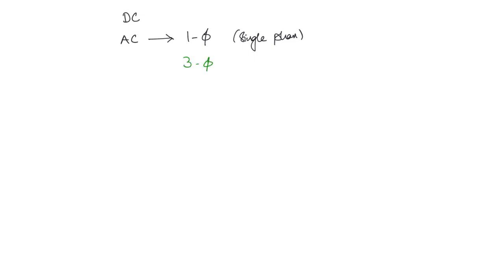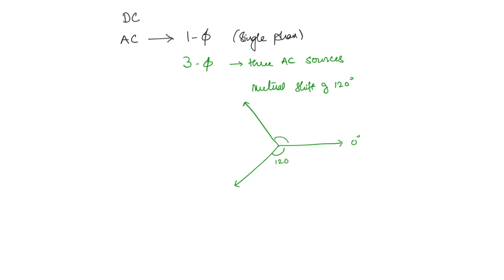In a three-phase system, what happens? You have three AC sources which are going to have a mutual phase shift of 120 degrees. So if one phasor has a 0 degrees reference, then the other phasor is going to be 120 degrees lagging. Another phasor is going to be 120 degrees leading. You can see that each of the phasors has a phase shift of 120 degrees. Such a system is called a three-phase system.